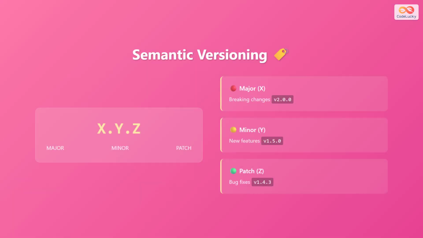Semantic versioning, or SemVer, is a versioning scheme used by Go modules and many other software projects. It follows the format X.Y.Z, where X is the major version, Y is the minor version, and Z is the patch version. The major version indicates breaking changes, such as incompatible API modifications. For example, version 2.0.0 indicates a major change that might require code updates. The minor version indicates new features that are backward compatible, like version 1.5.0. The patch version indicates bug fixes that don't introduce new features or breaking changes, like version 1.4.3.